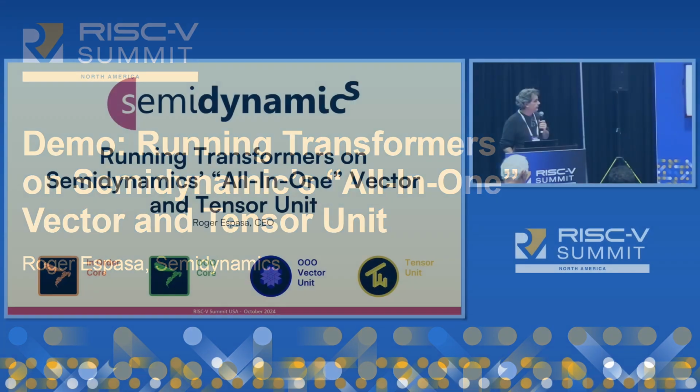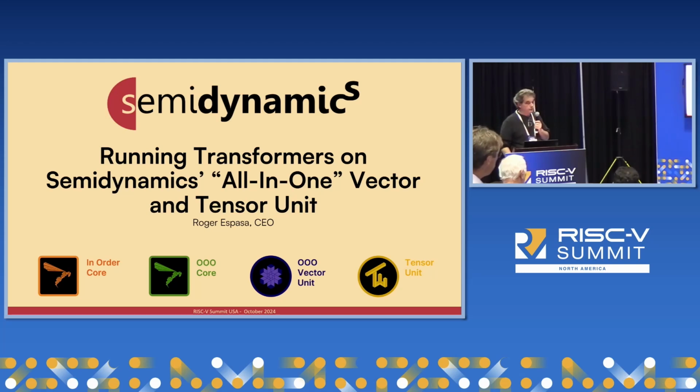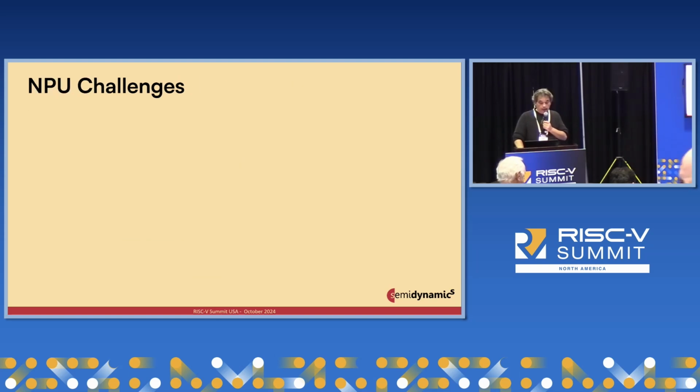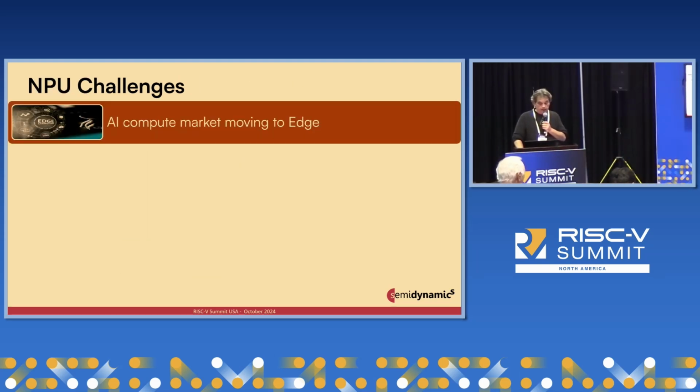We're going to talk a little bit about how we run transformers on our IP. I'll go fast because we only have 10 minutes. Market trends: I don't think I have to tell you that everybody wants to run AI. So, what are the challenges for running AI?